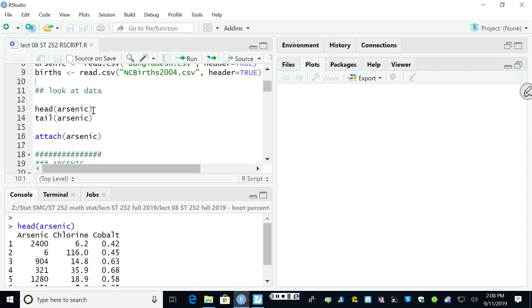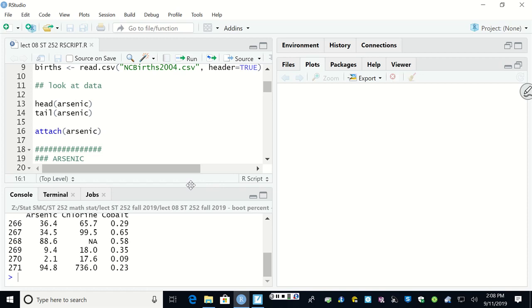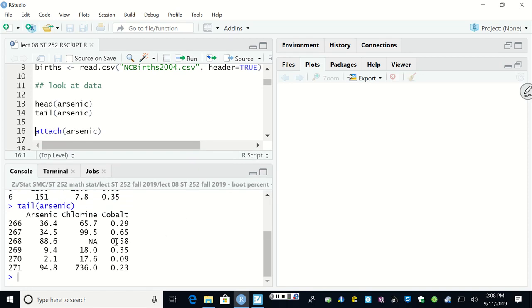It's good to look at the top of it. It's good to look at the tail, the last observations. One thing that happens to pop out in the last observation is there's an NA, so some of the measurements are missing. Either they didn't have enough water to test it, or they sent it out to a lab and it was a faulty reading, or something like that.